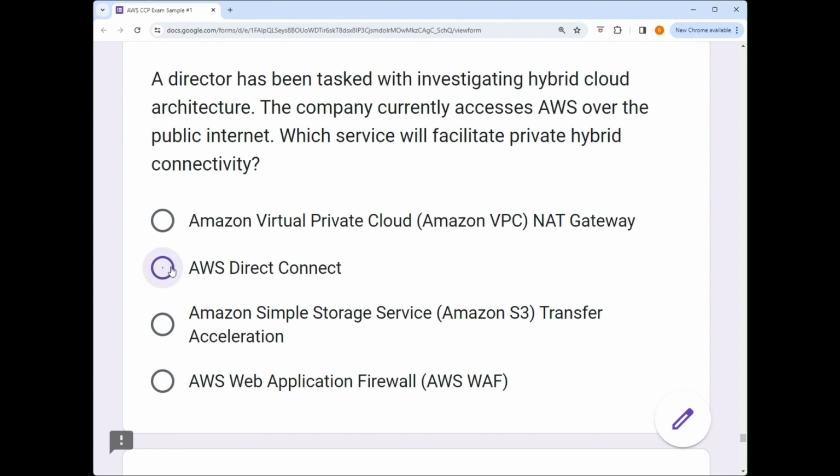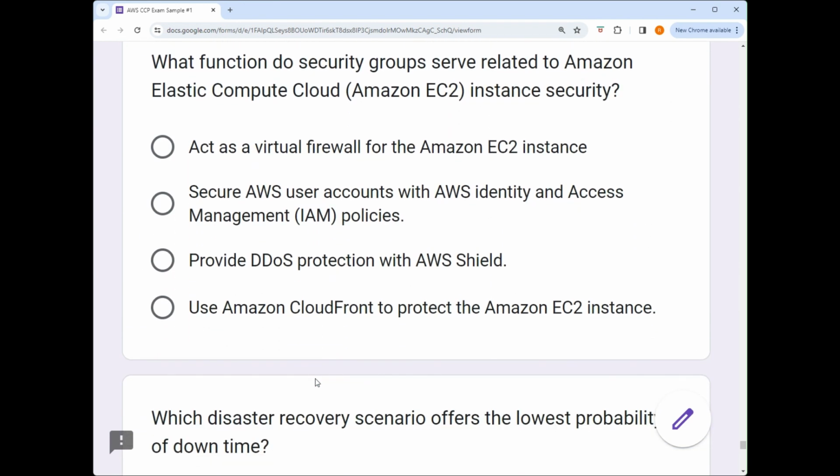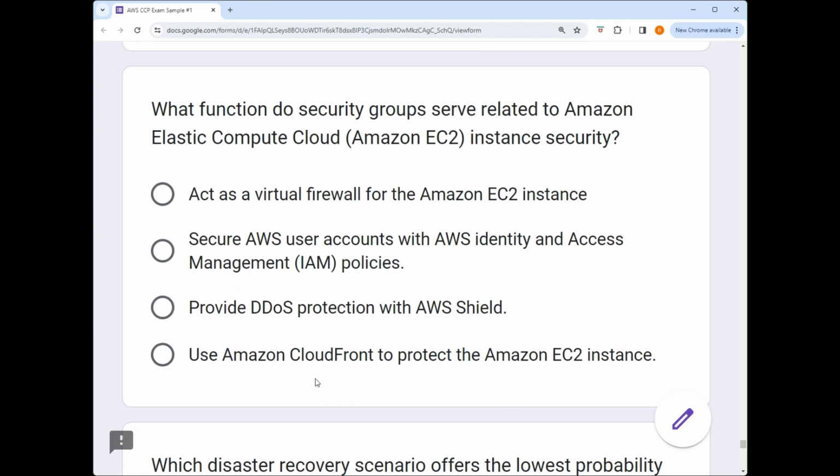What function do security groups serve related to Amazon Elastic Compute Cloud, Amazon EC2, instance security? Act as a virtual firewall for the Amazon EC2 instance. Secure AWS user accounts with AWS Identity and Access Management, IAM, policies. Provide DDoS protection with AWS Shield. Use Amazon CloudFront to protect the Amazon EC2 instance. Correct answer: Act as a virtual firewall for the Amazon EC2 instance.